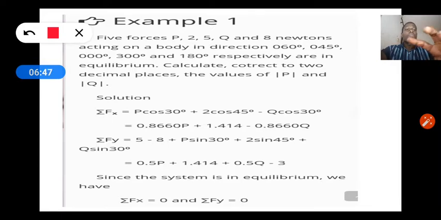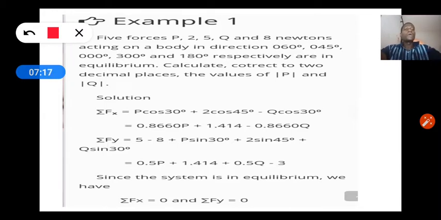We're given the value of 3 of the forces, but P and Q are unknown. They are all in newtons. Acting on a body in directions 60 degrees, 45 degrees, 0 degrees, 300 degrees, and 180 degrees respectively, they are in equilibrium. Calculate, correct to 2 decimal places, the values of P and then Q. We're looking for P and Q.